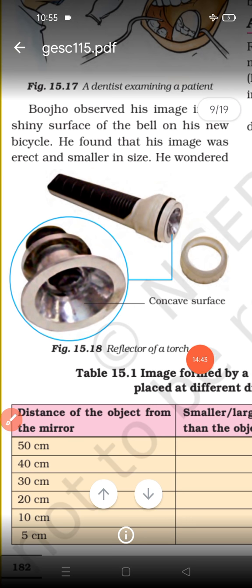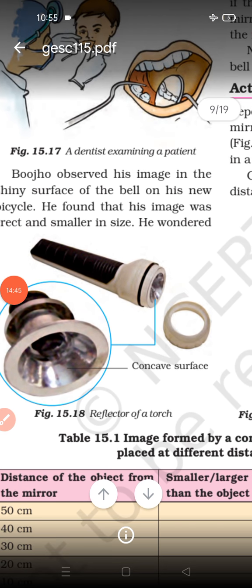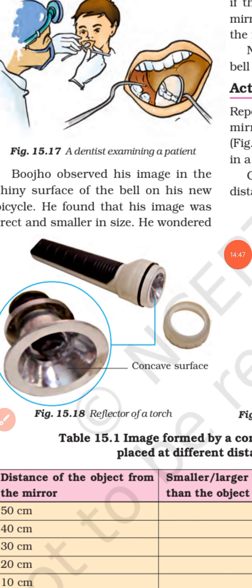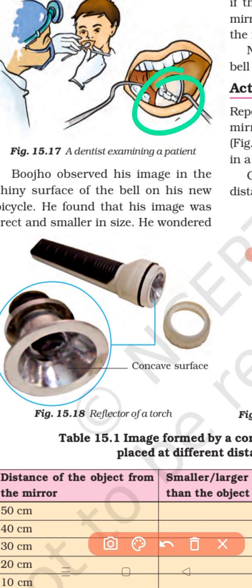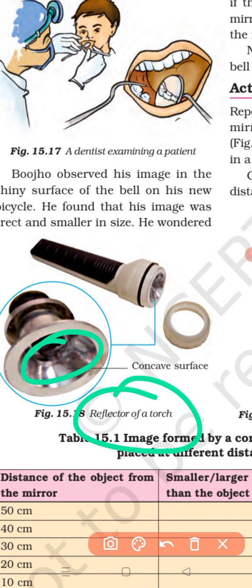Yes, these two pictures are given to you, where the dentist uses a concave mirror to see the enlarged image of the teeth. And here, in case of reflectors, concave mirrors are used as reflectors in torches. Okay, a reflector of a torch.